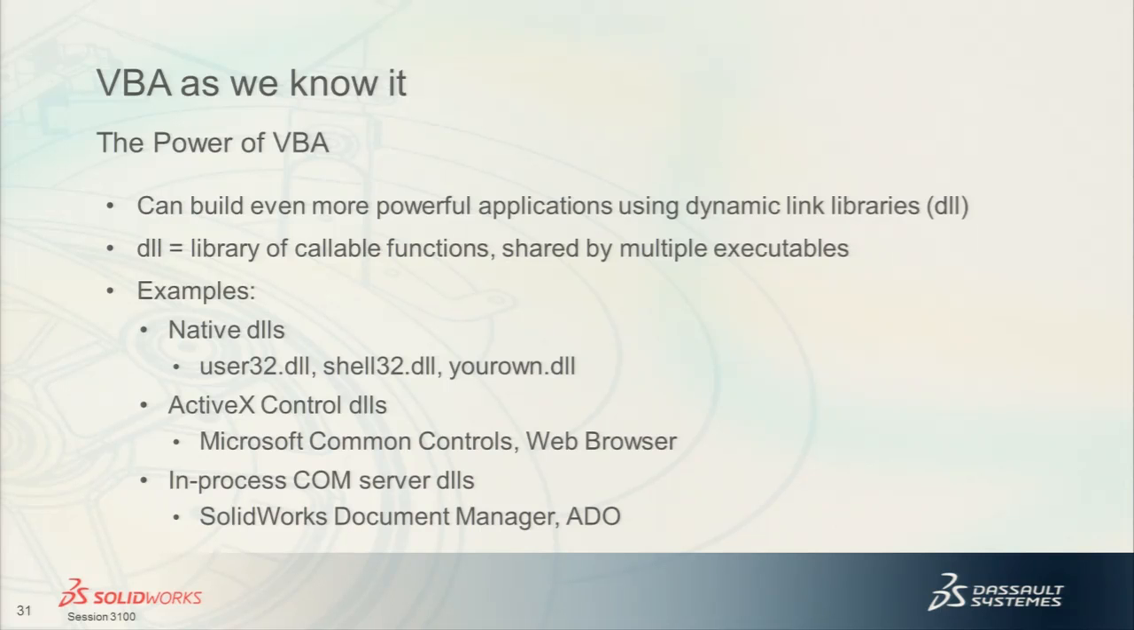The other important flavor of DLLs is ActiveX controls. The most useful ones are usually the Microsoft Common Controls. They're just very complicated COM objects, what we call ActiveX controls. One level below that is what we call in-process COM server DLLs, and a familiar one is our Document Manager API. That's a DLL with a set of COM objects. You can just reference that in your macro in your own business. Another one, which I'm going to talk about today as well, and one of the use cases, is ADO, the ActiveX Data Objects, which is also an in-process COM server.